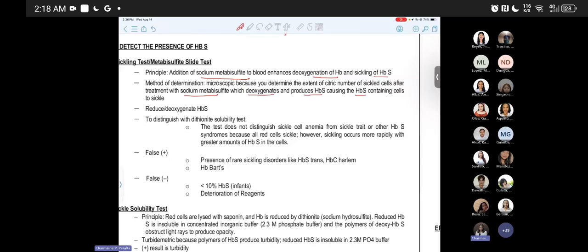Basta ang nangyayari dito sa sickling test, nag-a-add tayo ng sodium metabisulfite. If the RBC contains the abnormal variant of hemoglobin, which is HbS, magkakaroon ng sickling. Ngayon, kung wala namang sickling, ibig sabihin walang HbS yung RBC.